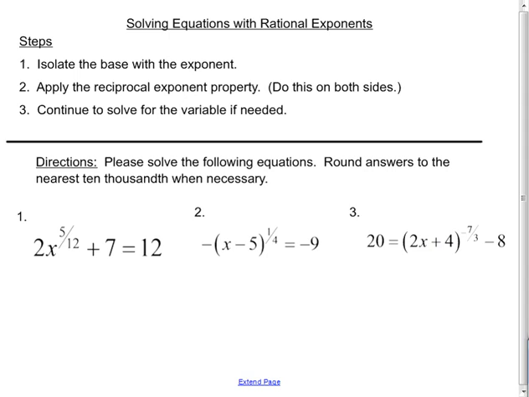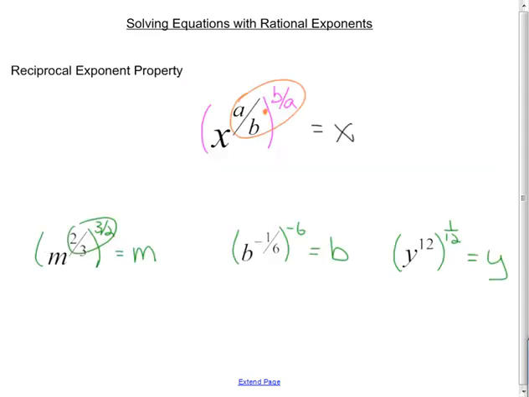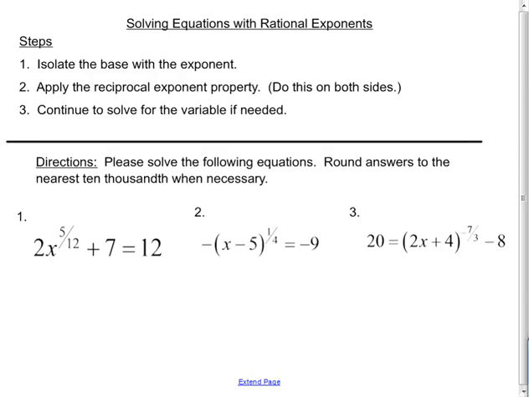The steps say, 1, isolate the base with the exponent. Keep in mind the base might be a monomial or a binomial, which is why I don't say the variable, but isolate the base with the exponent. 2, apply the reciprocal exponent property. Because in the following problems we're going to do equations, you do have to do it on both sides. Back here, I was just playing around, a sandbox approach, to show you what happens when you use reciprocals. But when I move forward to using equations, remember, the golden rule of algebra says whatever you do on one side of an equation, if it changes the expression, you must do it on the other side as well.